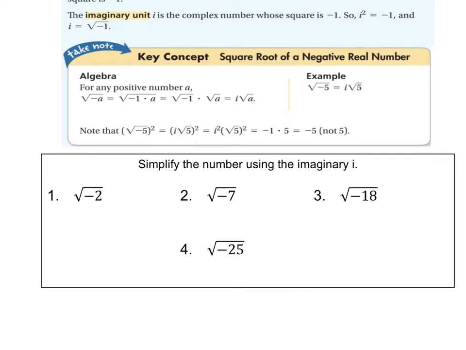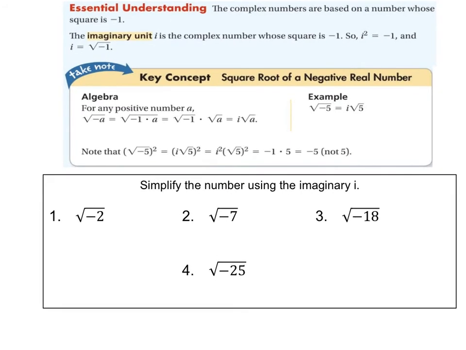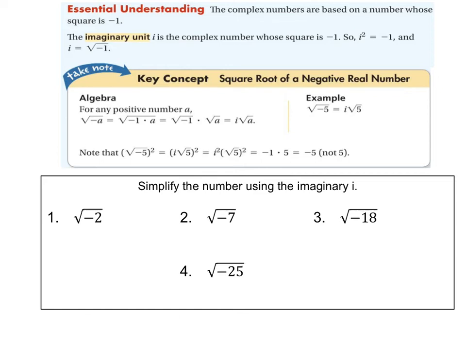Okay, so part 2 of 4.8 day 1 is being able to find square roots of negative numbers. If you take on your calculator the square root of any negative number, pick a number you want, it's going to give you an error because you can't take the square root of a negative number. Okay? So they've figured out a way to get around this.